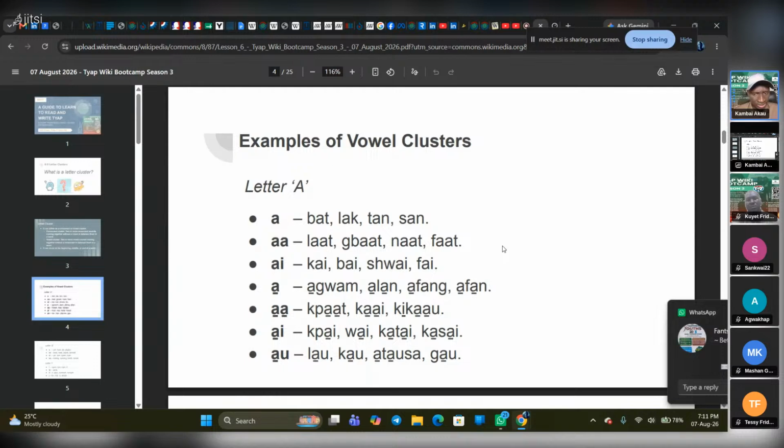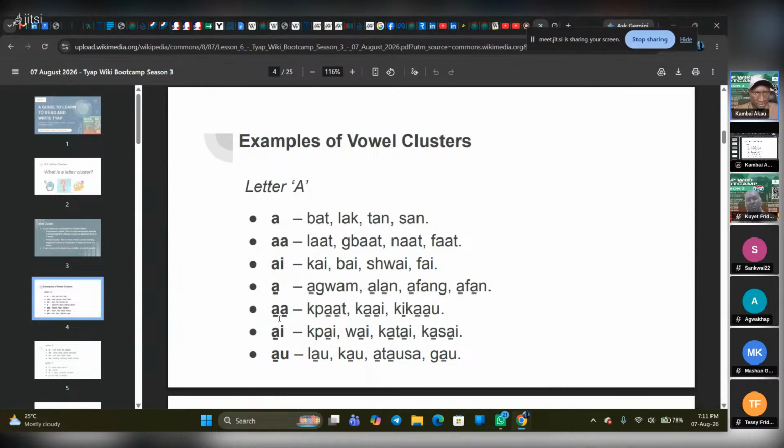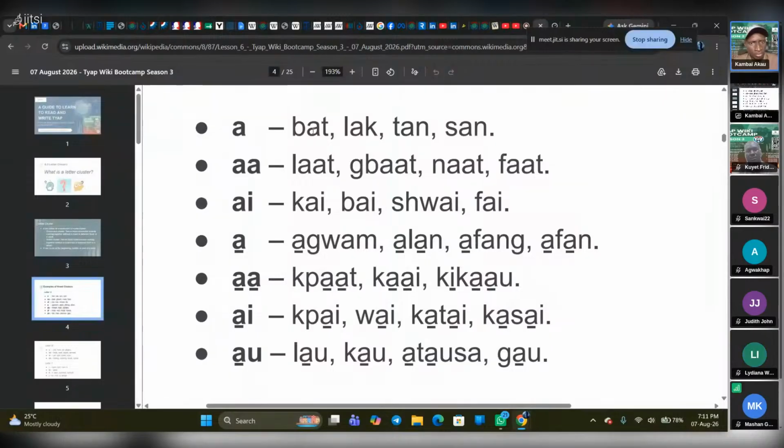But under these 24 letters of the alphabet, we have other sounds that are present. Like under letter A, we have these sounds. The examples of words we have are bat, lag, tan, san. We have the long monophthong of this very sound. We have lad, we have bad, we have nat, and we have fat. We have this I diphthong, and then we have kai, we have bai, we have shai, we have fi.